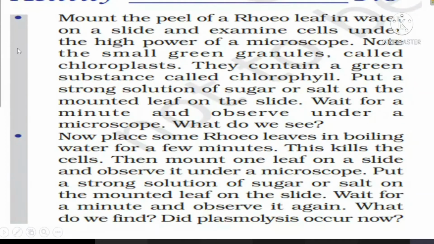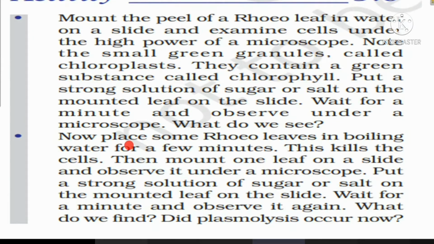Now this is your next activity. In this activity 5.6 in your textbook, somebody read this. Mount the peel of a Rhoeo leaf in water on a slide and examine cells under the high power of a microscope. Note the small green granules called chloroplasts. They contain a green substance called chlorophyll. Put a strong solution of sugar or salt on the mounted leaf on the slide. Wait for a minute and observe under a microscope.